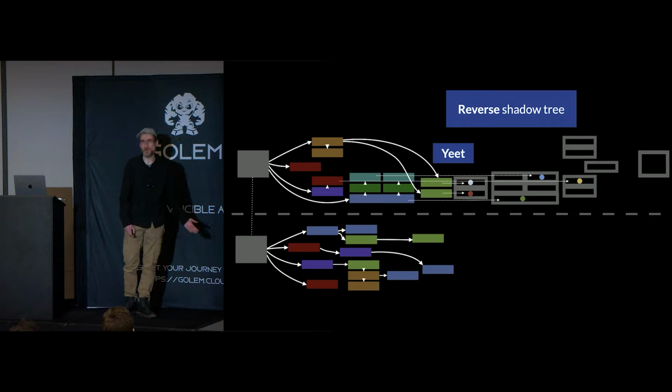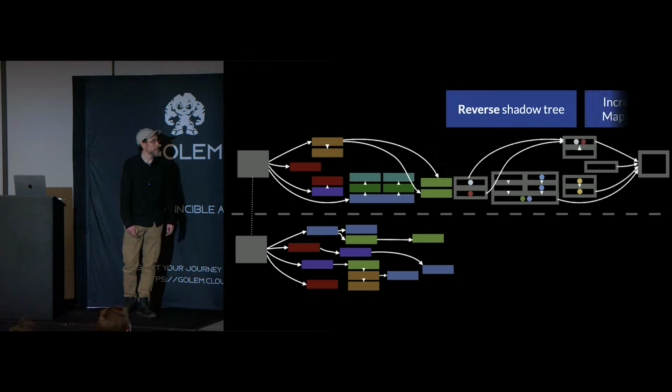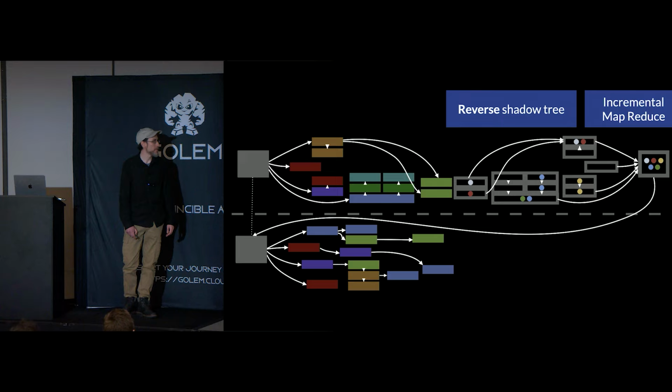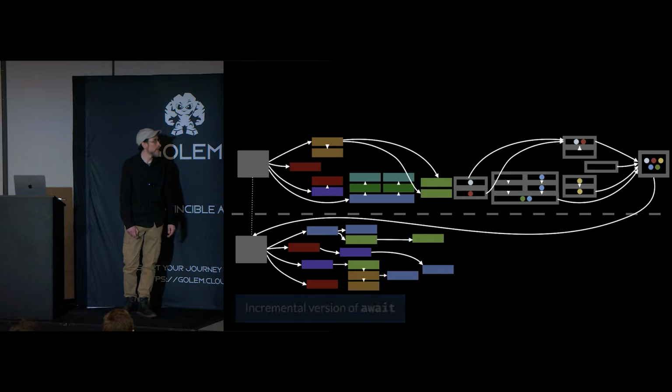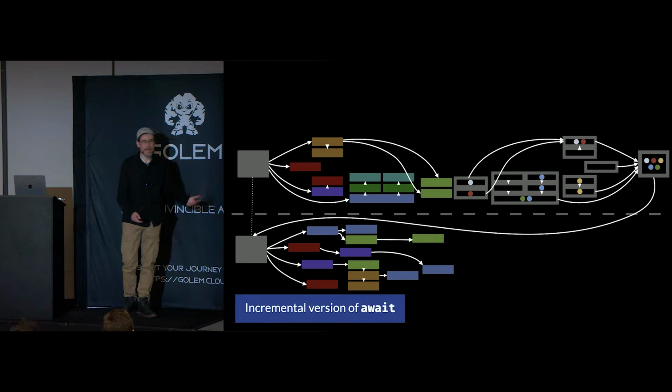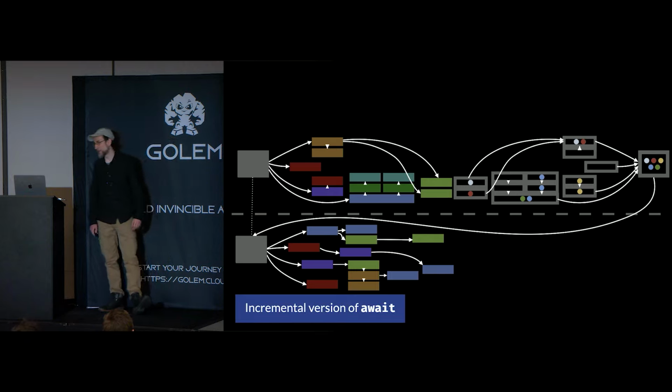Also, yield is a reserved keyword. I can't use yield. So this is the closest thing. And then you do an incremental map reduce on that second tree to gather it all back up into one value. And that one value you can pass to a continuation to do stuff with and spawn new components, right? And so this functions basically like an incremental version of await.